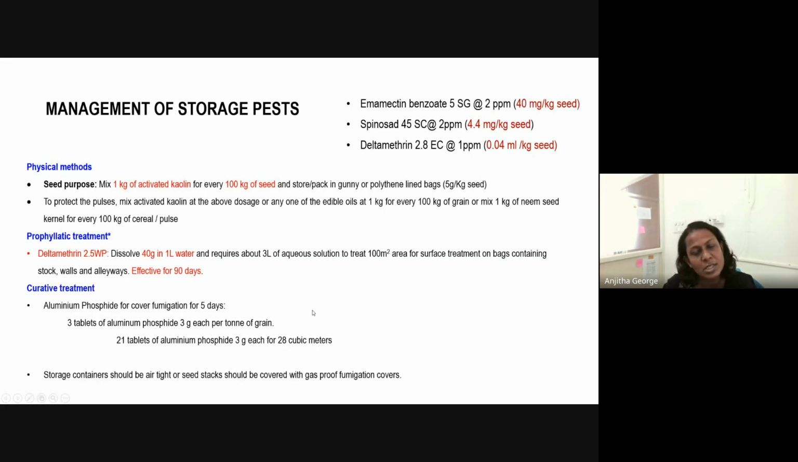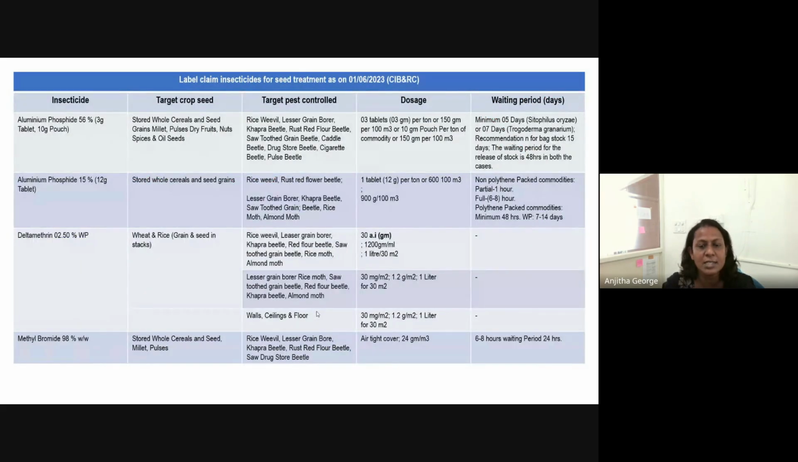So we have to come out with some insecticides, and even some of the private companies have to come forward, because they always focus on areas which are more profit oriented for them. I don't know why they have less interest towards the seed sector. That is why we have very few insecticides for the management of seed infesting pests. This is again the details of aluminum phosphide and some fumigants like methyl bromide: what is the dosage and what is the waiting period after we use these chemicals.